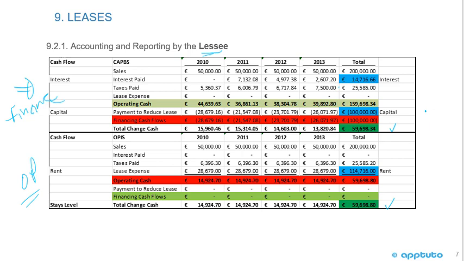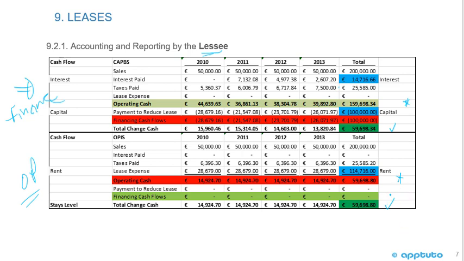Same thing with the net income. It was the same over the total for the 4 years between the finance lease and the operating lease. The net income was the same. Same with the cash flows, okay? But there's timing issues and there's categorization issues. So up here we've got the operating cash flows and we have the financing cash flows. So let's start with the easier one, get it out of the way.